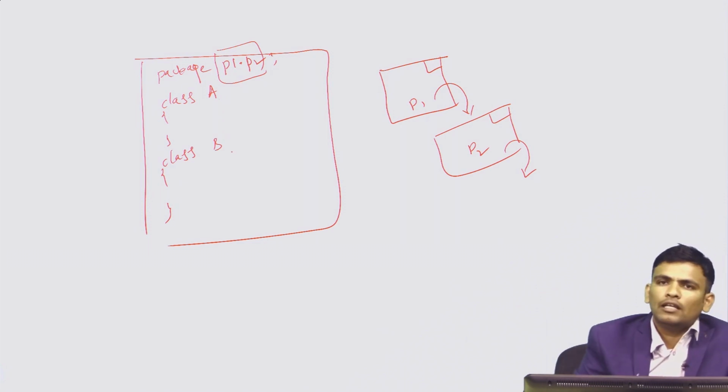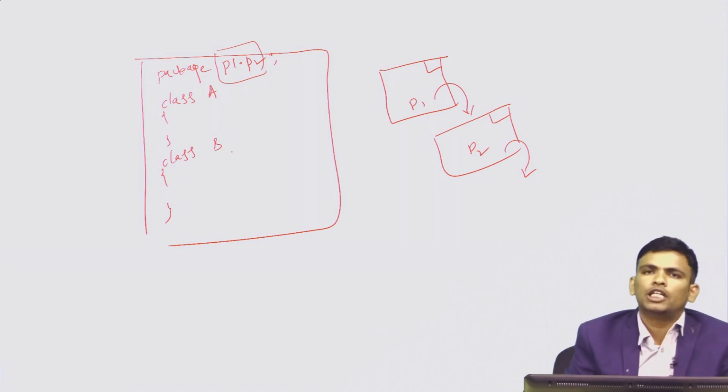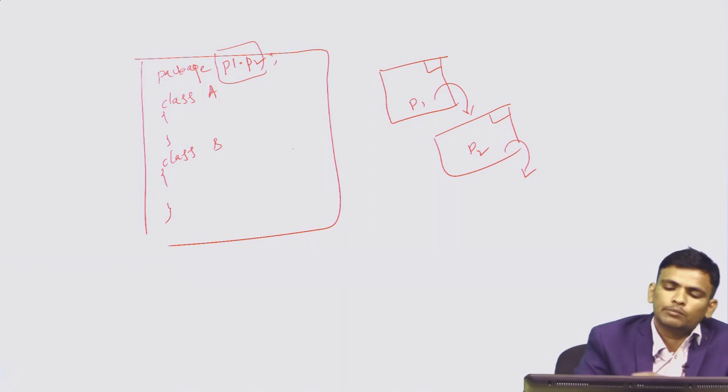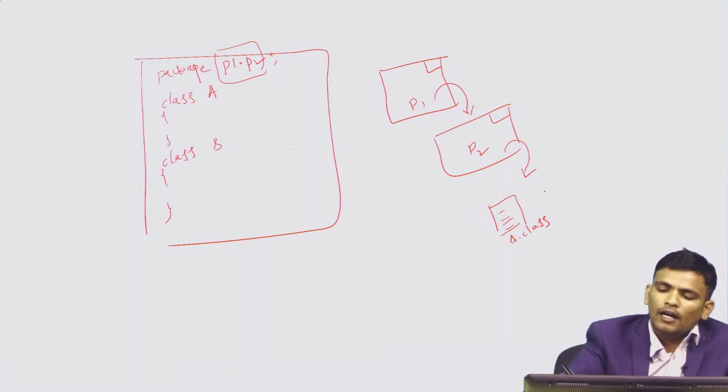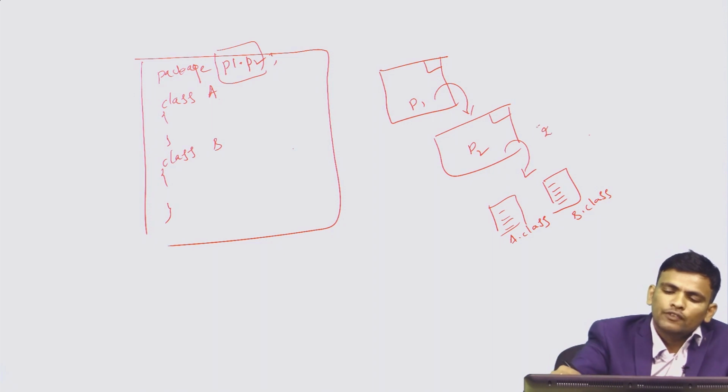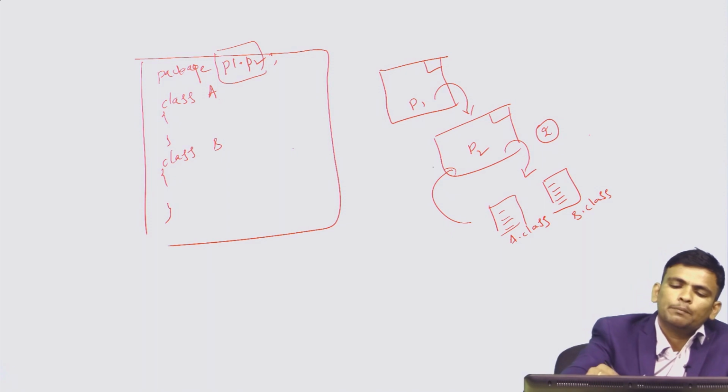After successful compilation, it will generate the .class files. How many .class files? Two: one for class A and one for class B. This one is A.class, and it also generates one more, B.class. So in total the two .class files will be placed under the p2 folder, and the p2 folder is a part of p1.